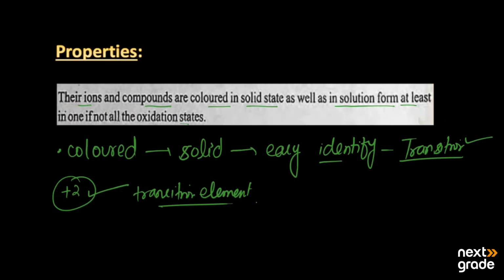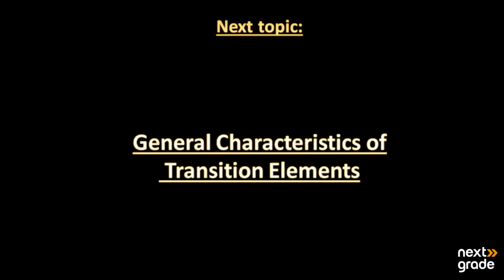And the next topic that we will discuss is the general characteristics of the transition elements. What are their general characteristics, what will be their binding energies, what will be their melting and boiling points, what will be their covalent radii and ionic radii, and what is their paramagnetic behavior. We will discuss all that next.